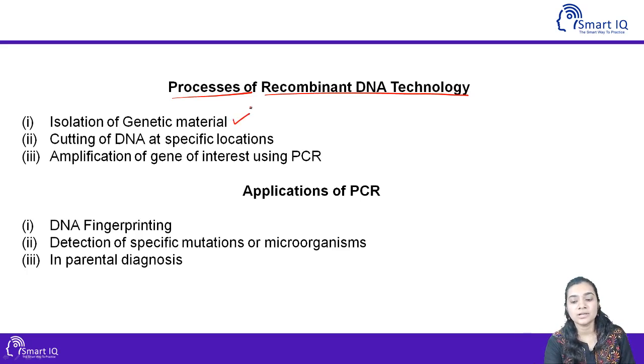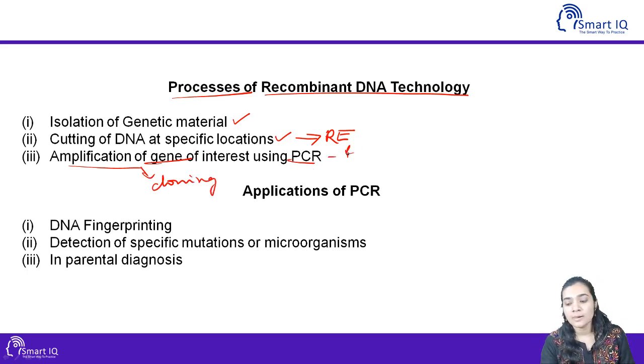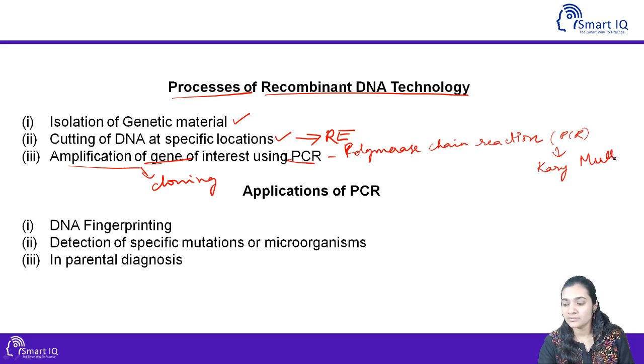It is important to isolate the genetic material, of course, identify and isolate it from the source, then cutting the DNA at specific locations using restriction endonucleases, obviously, and amplification of the gene. So this is gene cloning, using PCR. We all know what PCR means: polymerase chain reaction. It was discovered, or I don't know, he invented the method maybe, by a scientist called Kary Mullis in as recent as 1975.